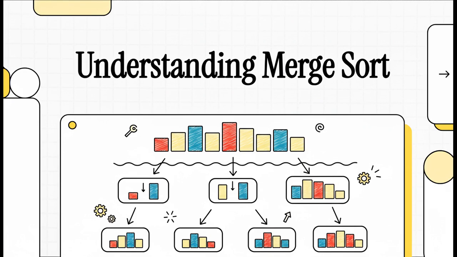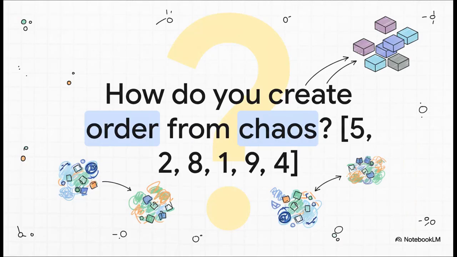One of the biggest challenges in computer science is how do you turn total chaos into perfect order? Well, today we're going to break down a really clever and elegant way to do just that using an algorithm called merge sort. So let's start with a really simple question.